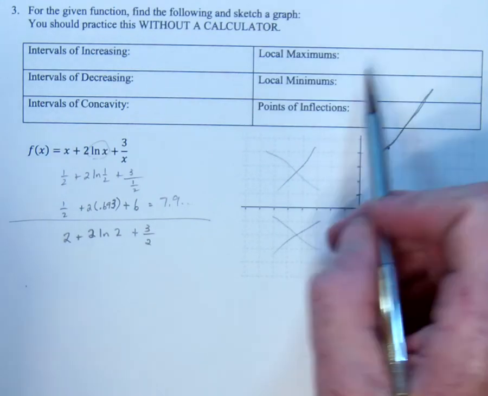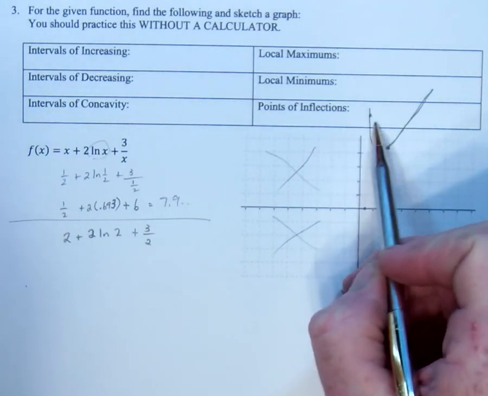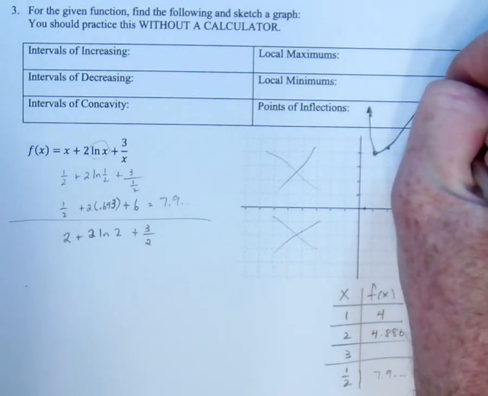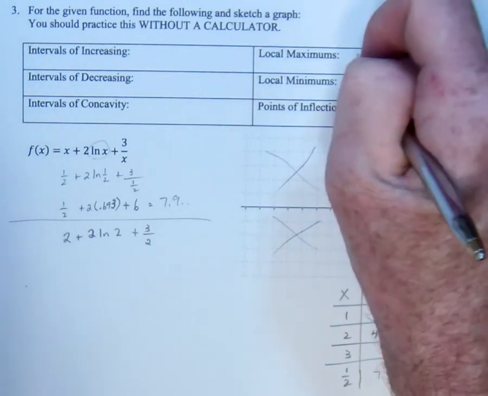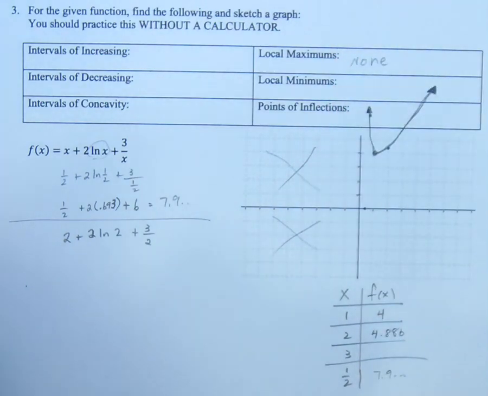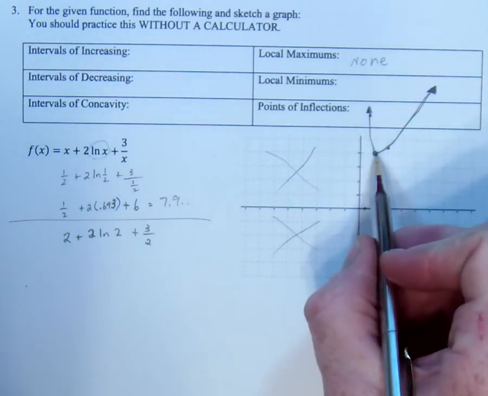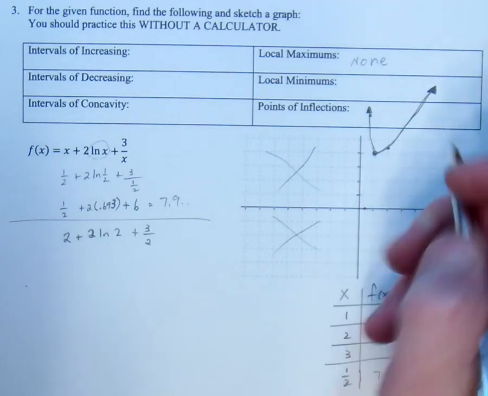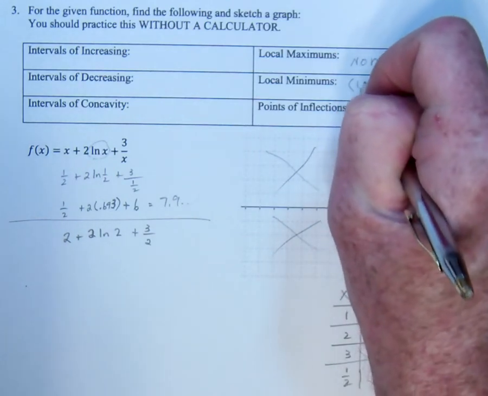So local maximums, it looks like it doesn't have any because this is going to keep going up forever, and this side's going to keep going up forever. So I'm pretty sure the answer to this is none, although right now I'm going to write it sort of lightly in case I have to change it. Local minimum, that looks like this point down here was the lowest point, so that was at 1, 4. So I think it's at 1, 4.